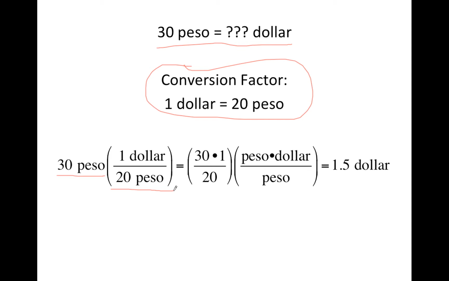The unit you started with that you're trying to get rid of, put that one on the bottom, so 20 pesos on the bottom. And the unit you're aiming towards, dollars, you're going to put on top. So you put $1 on the top. To get your final answer, you just multiply all the numbers on top and divide by any number that's on the bottom. So 30 times 1 over 20. And that'll give you the numerical part of the answer, 1.5.